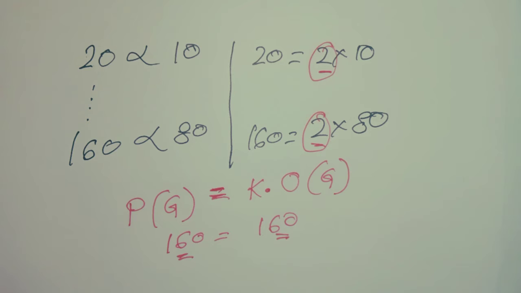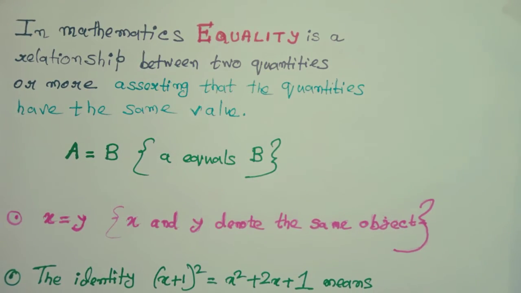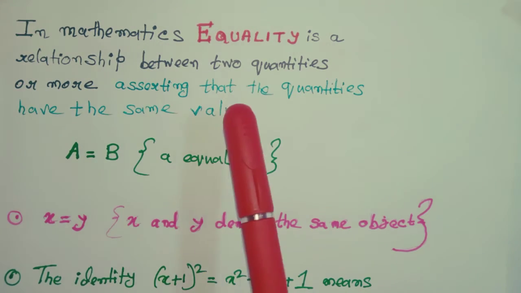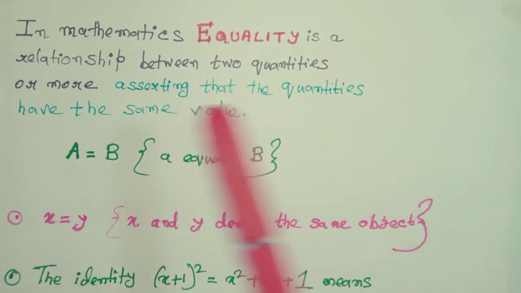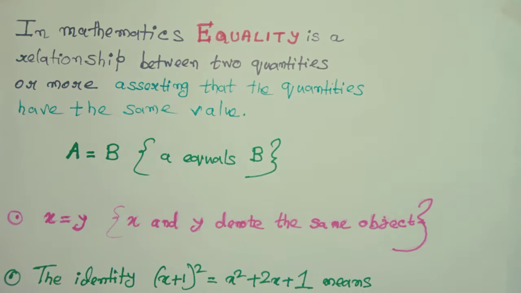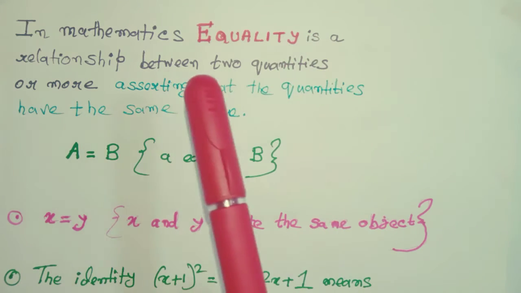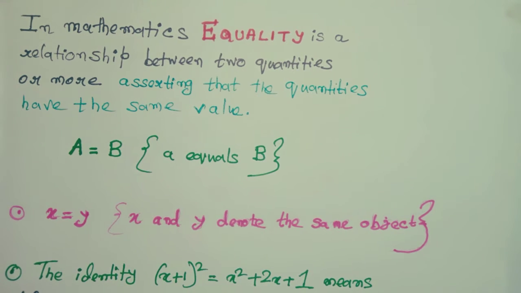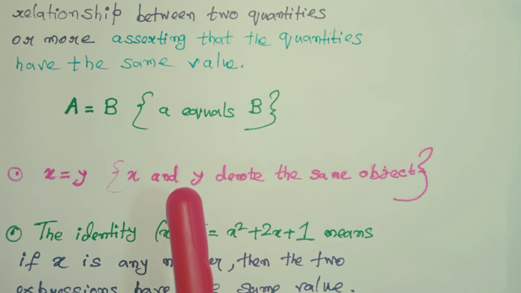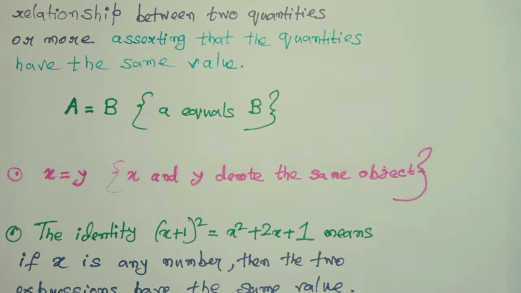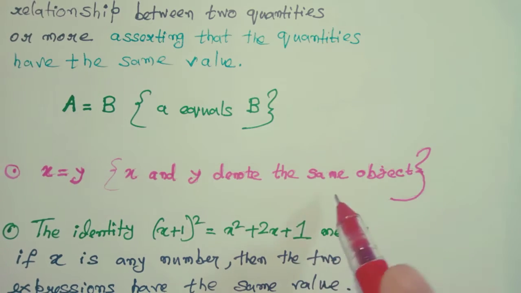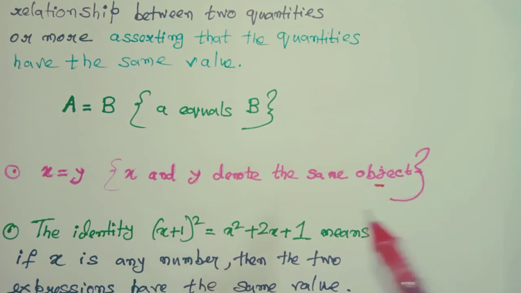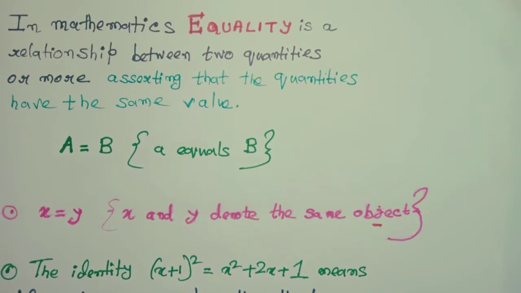So going ahead further with this, let us understand one more concept. It would be a nice definition to understand. You see, in mathematics, equality is a relationship between two quantities, or more, asserting that the quantities have the same value. So here you see I have A equals B. So equality is a relationship between two quantities. Now further you will see here I have written X equals Y. X and Y denote the same object. Just note that a mathematical object is something different, although I am not going into the very definition of what a mathematical object is. It will take another video, but this is what equality is about.